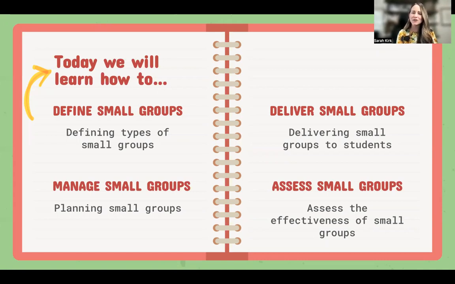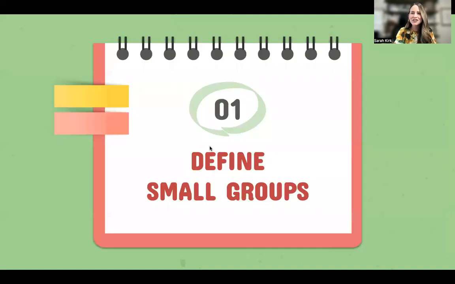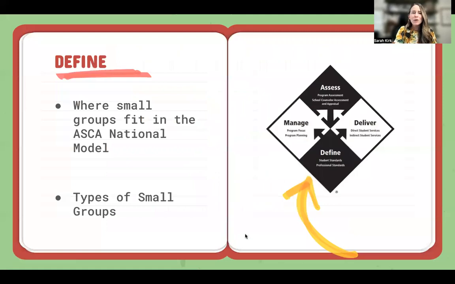And then we'll close out with the assess, making sure that we are looking to the data to see if our small groups are effective. So let's get started with defining our small groups. We want to first make sure we understand where this fits into the ASCA National Model, why we deliver small groups, and then we'll talk about the different types of small groups that there are.